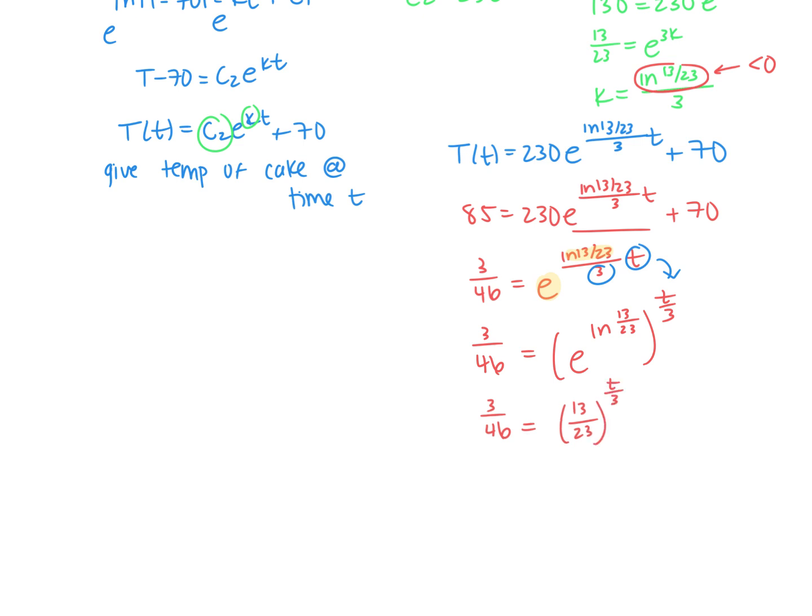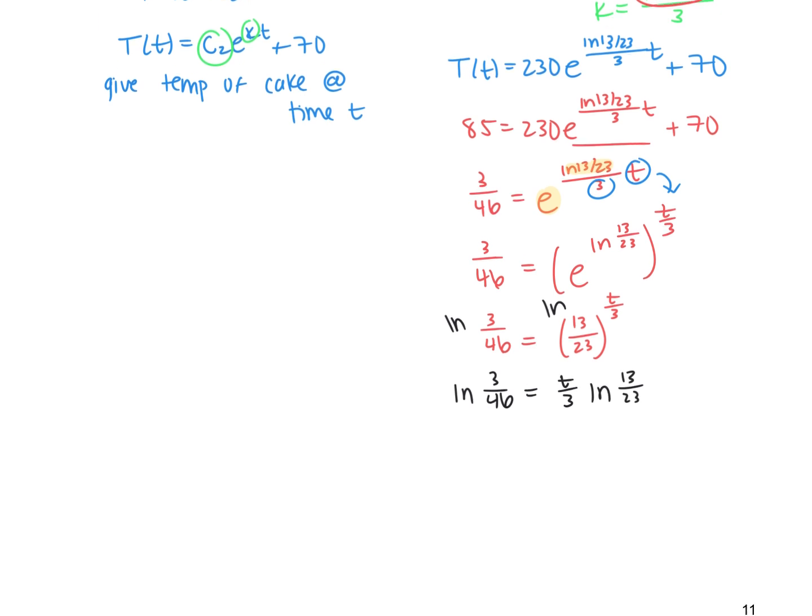Okay, we might be looking at this now and wondering where to go from here. At this point, either you can put this in log form or take the natural log of both sides. If you do that, you get the natural log of 3/46 is equal to t over 3 times the natural log of 13/23. So we're almost there. Our t is going to end up being 3 times the natural log of 3/46 over the natural log of 13/23.